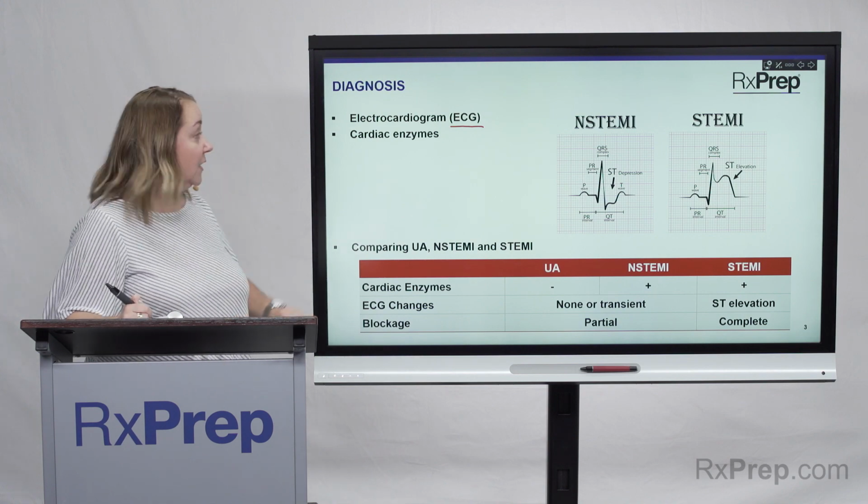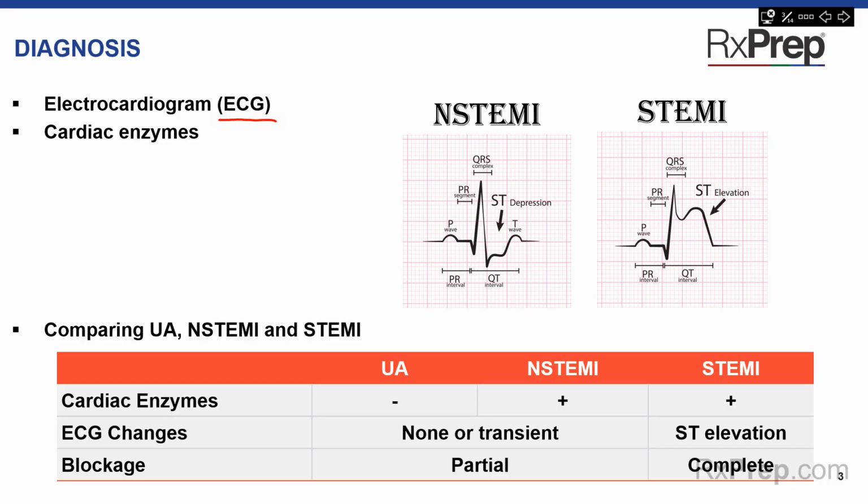If we're in a setting where we can draw blood and do labs, we might do cardiac enzymes. The cardiac enzymes that are most sensitive and specific for ACS are troponins. Troponin I and troponin T are the ones we're usually going to get. These enzymes are going to be detectable in the blood within 2 to 12 hours of an ACS.